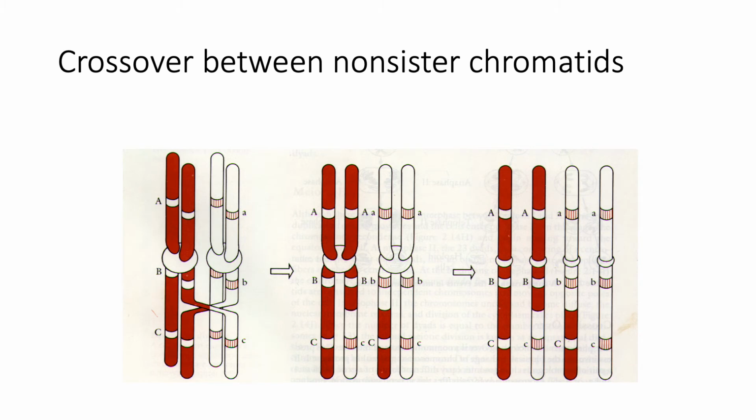Now we can also get crossing over between non-sister chromatids during meiosis, and these are still homologous chromosomes, but the same type of event occurs. And so we can get shuffling of the genes between our homologous pairs of chromosomes during mitosis as well, but also in meiosis.